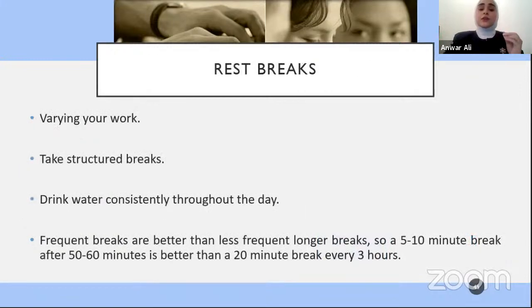The last important point of how to avoid ergonomic problems is taking rest breaks. Vary your work. Do not keep doing the same thing over and over. Make sure that you're changing the nature of the work so that you avoid repetition. Take structured breaks such as lunch break, prayer breaks, coffee breaks, or even stretch breaks.